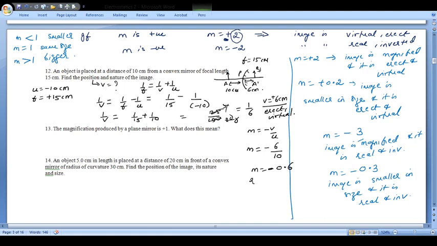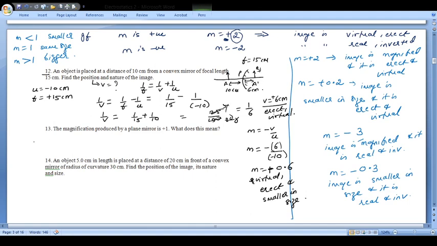Okay, one more thing. What is U? U is not 10, it is minus 10. Okay. So this will be plus 6 and this is going to be minus. And now this minus and minus will become plus. So what can you say about the nature? That it is going to be plus sign, which means it is virtual, erect and smaller in size. So this is basically what you will have. Okay, so this is the solution of question number 12.